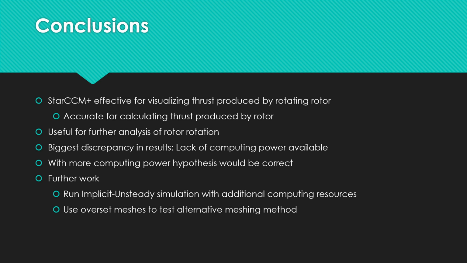For further work, I would recommend carrying out the implicit unsteady simulation with more computing power to increase the accuracy of the thrust calculation. In addition, the use of overset meshes in StarCCM Plus could be utilized to test a different meshing method. In my research of different methods for simulating flow through a rotor, I was unable to find many resources available that describe best how to utilize overset meshing.